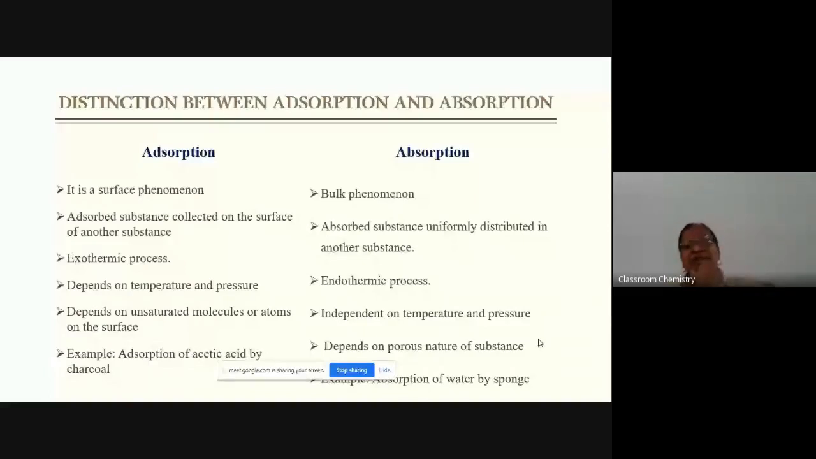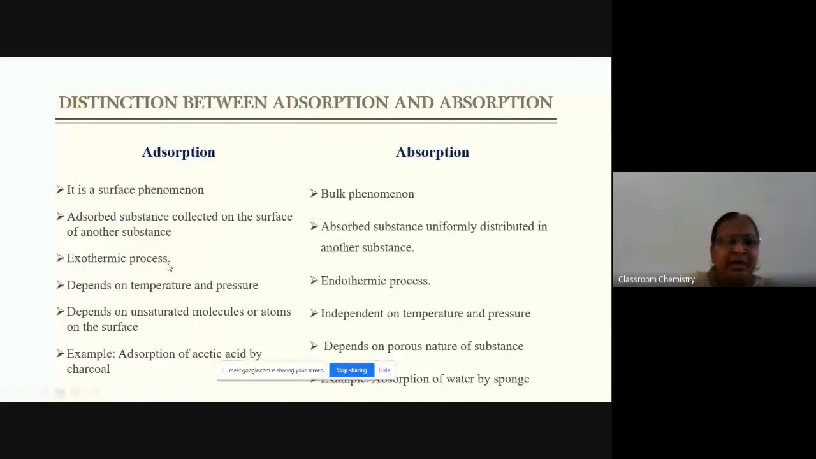In case of absorption, what happens? That other substance which is absorbed is not collected at the surface; it is penetrated in that substance and gets uniformly distributed within the body of that substance. Means the absorbed substance is uniformly distributed in another substance.